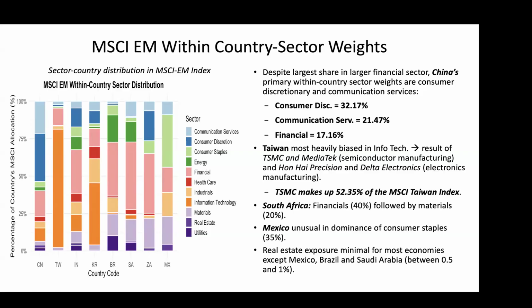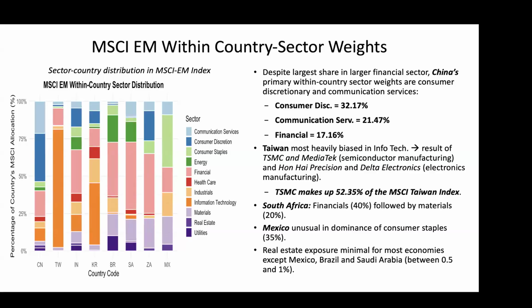South Africa, it's financial, so it's obviously of interest to us. So that's the pink bar, and that's a lot of FirstRand, Standard Bank, and so on. So ABSA, those banks are dominant here. Mexico is the only sort of strange one where you've got this outlier of consumer staples that are the most dominant in the country's sector exposure.